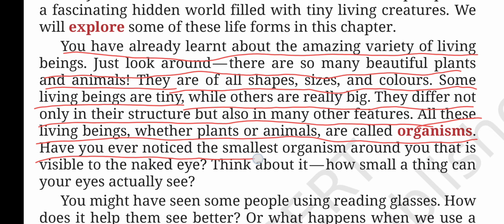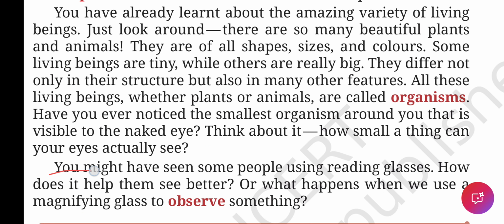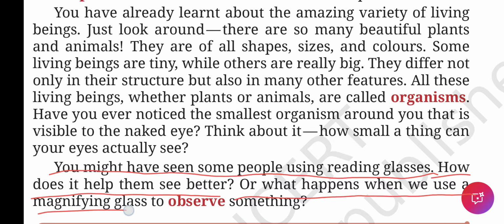Have you ever noticed the smallest organism around you that is visible to the naked eye? Think about it. How small a thing can your eyes actually see? You might have seen some people using reading glasses. How does it help them see better? Or what happens when we use a magnifying glass to observe something?